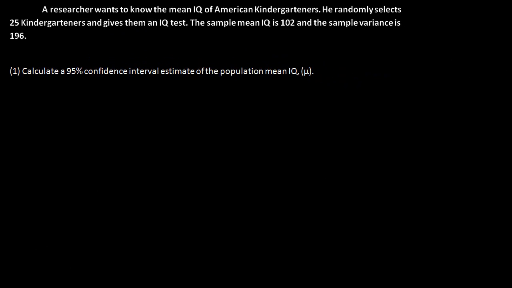This is practice problem number 2. A researcher wants to know the mean IQ of American kindergartners. He randomly selects 25 kindergartners and gives them an IQ test. The sample mean IQ is 102 and the sample variance is 196. Calculate the 95% confidence interval estimate of the population mean.